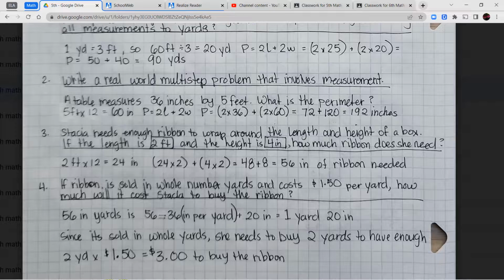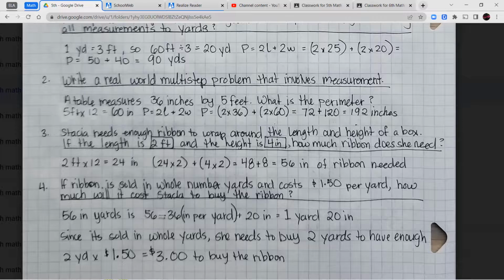So each foot is, remember, 12 inches. So 5 feet times 12 is going to be my 5-foot measurement in inches, which equals 60. And I know that the width is already 36 inches. So 2 times the length plus 2 times the width. So we're going to do 2 times the 36 plus 2 times the 60. 2 times 36 is 72. 2 times 60 is 120. So the perimeter of my table is 192 inches.